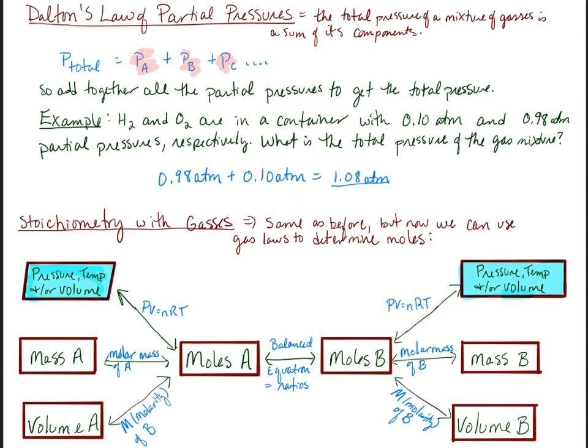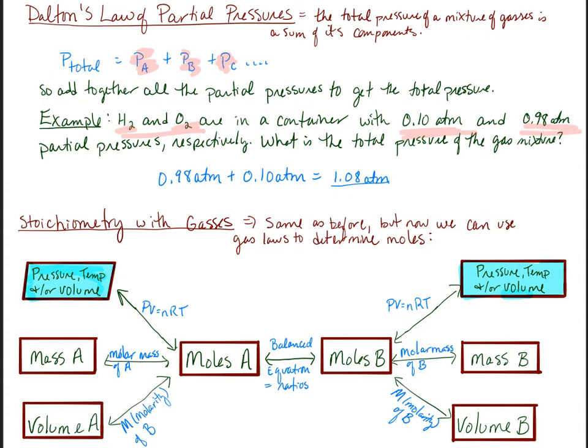But it also means that if you're trying to figure out the pressure of the total amount, we can simply add together those values. So for an example, if you have H2 and O2 in a container, they have 0.1 atm and 0.98 atm of partial pressures respectively. What that means is the first number goes with the first thing here, and the second number goes with the second thing here. If you've ever heard that "respectively" comment, and it asks what's the total pressure of the gas, you add the 2 numbers together.